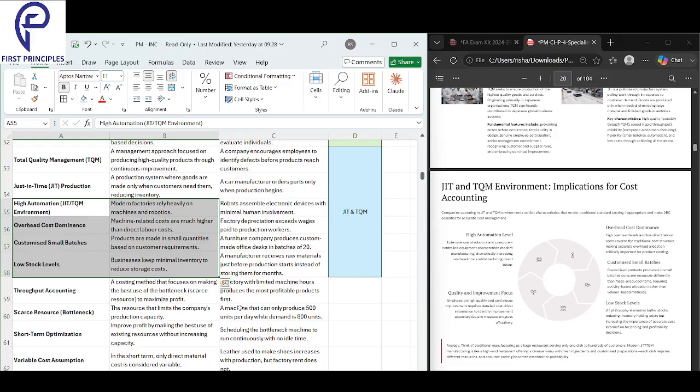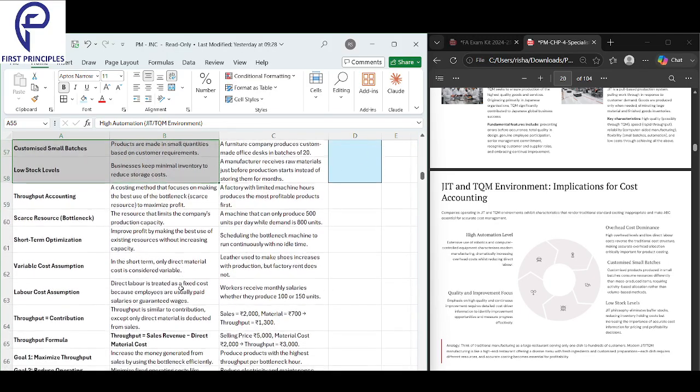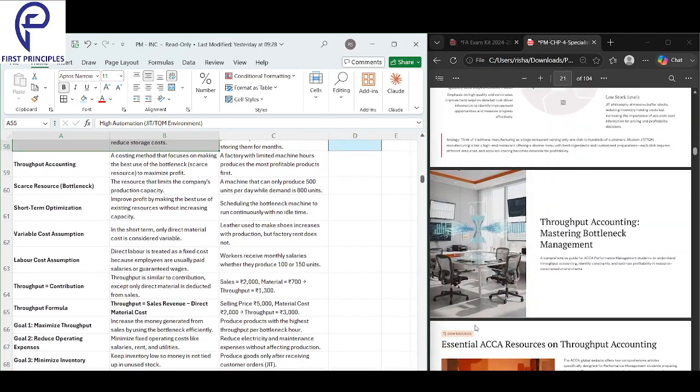Okay, let's look into some cost implications here, Monisha. What are some cost implications if you have total quality management and just-in-time production? Very good. There are very low stock levels, right? So you have to spend very little money on storing the inventory.